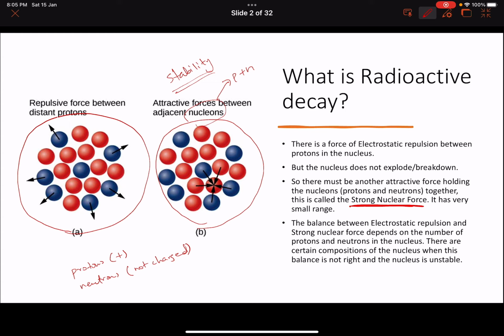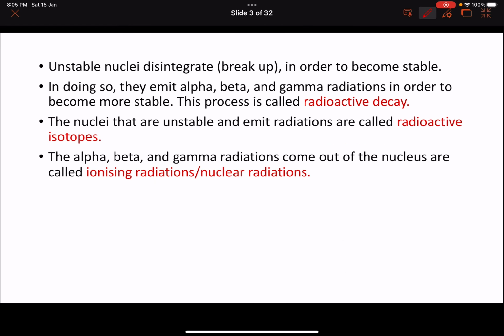But if the number of protons or neutrons in the nucleus becomes such that the forces are not very balanced, and let's say one is bigger than the other, then the nucleus becomes unstable. An unstable nucleus is called radioactive because it emits radiations in order to become stable.